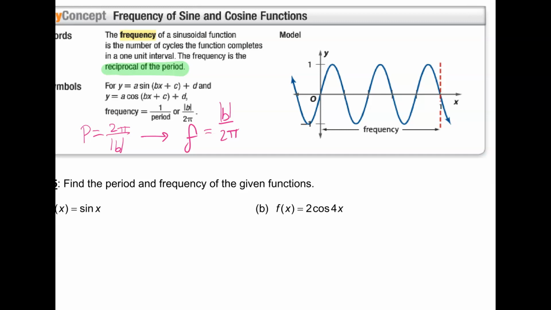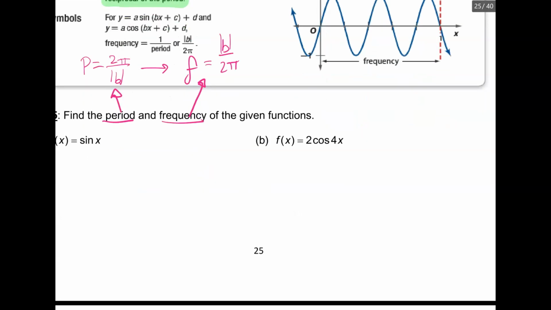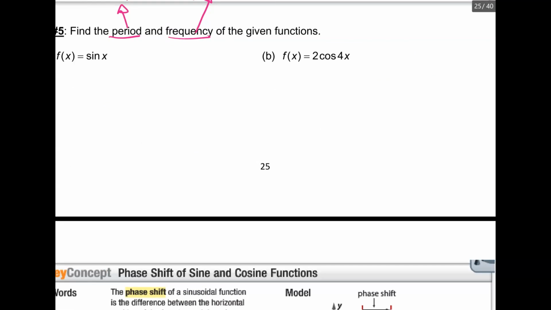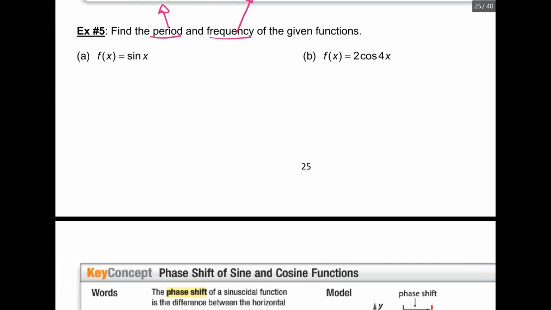Okay, so let's find the period and frequency of the given function. So period, 2 pi over b, frequency, b over 2 pi. All right, so sine of x. What is my b here? Let's go through this as quick as possible. Ariel, what's the b here? Exactly, 1, because the coefficient in front of x is just going to be a 1. So if I want the period, I have 2 pi over absolute value of 1, so that's just going to be 2 pi. And if I want the frequency, it's just going to be the reciprocal, so instead of 2 pi, it's going to be 1 over 2 pi.